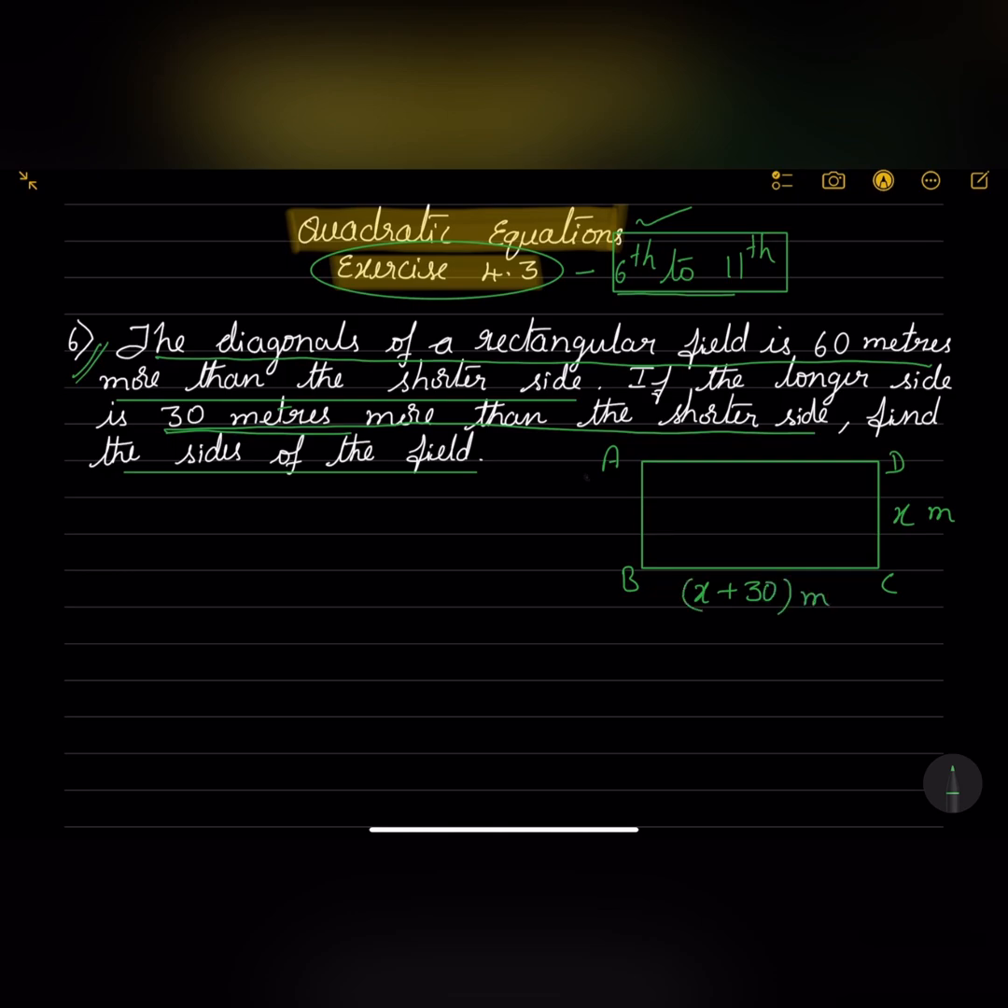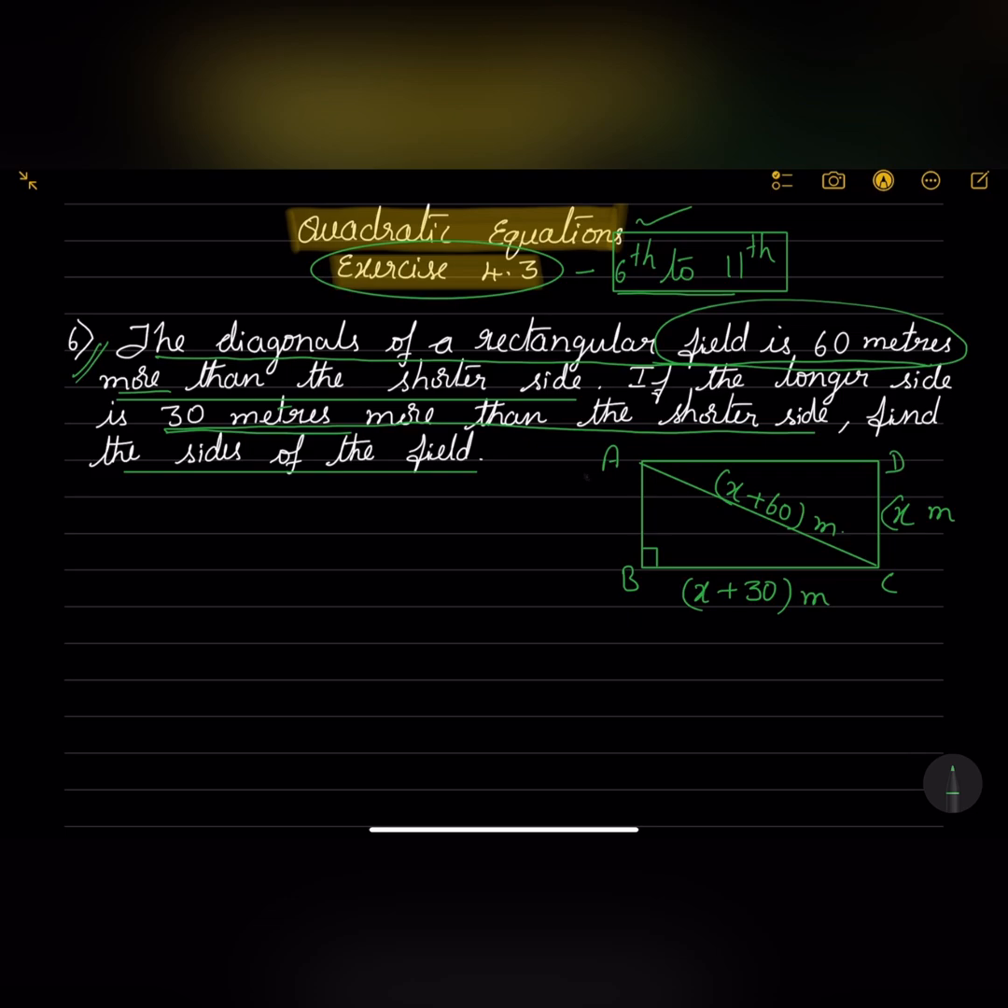And what else they have given? The diagonal is x plus 60 meters. They have given that the diagonal of the rectangular field is 60 meters more than the shorter side, so x plus 60. And we know that this is 90 degrees, so we can apply the Pythagoras theorem and solve it.